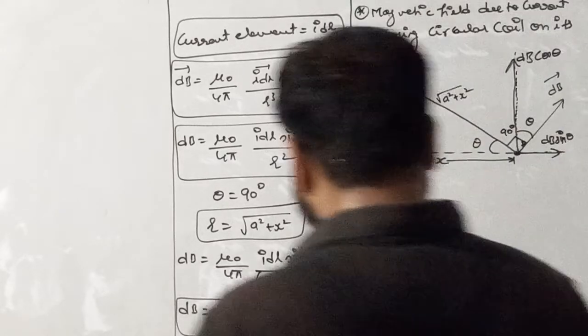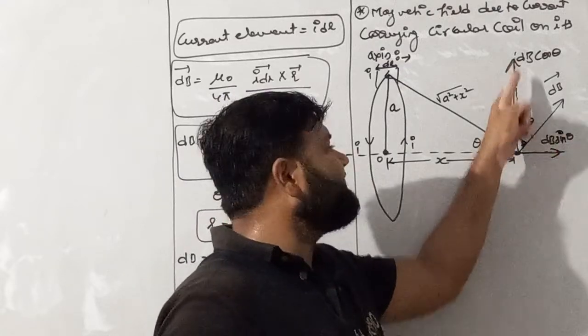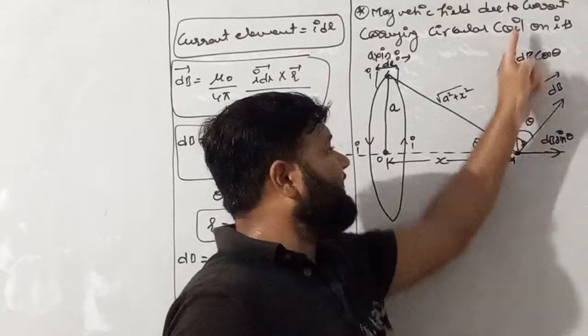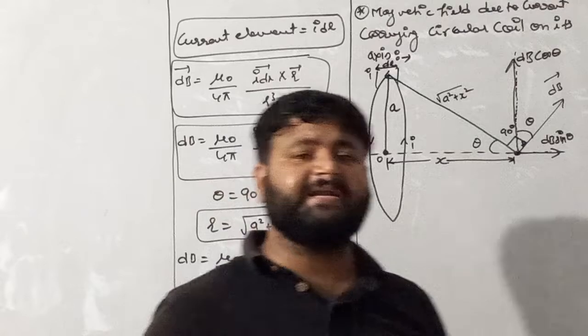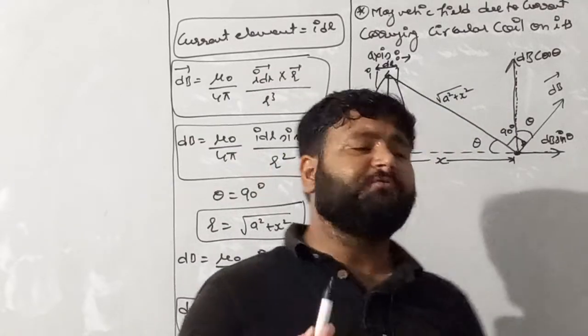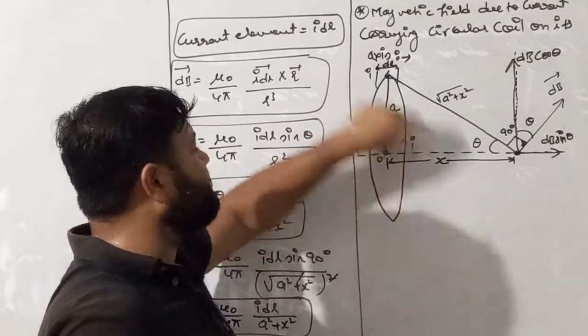Now see, at point P we have a magnetic field in two different directions. One is along the positive x-axis and another is along the positive y-axis. So just to identify which component is the effective component, we will take the same configuration diametrically opposite to this point.